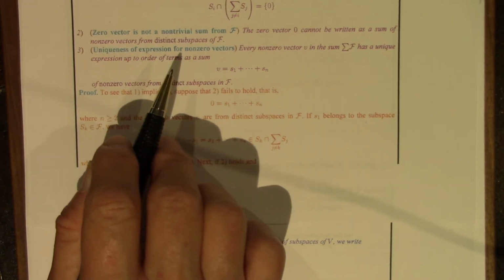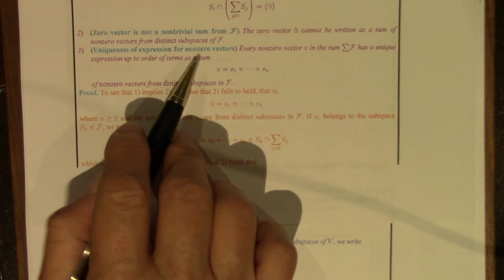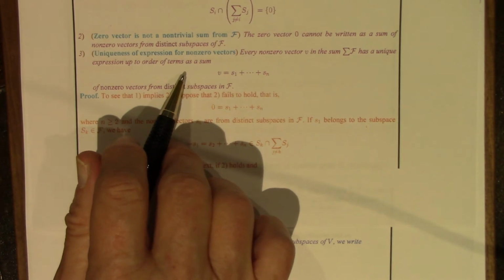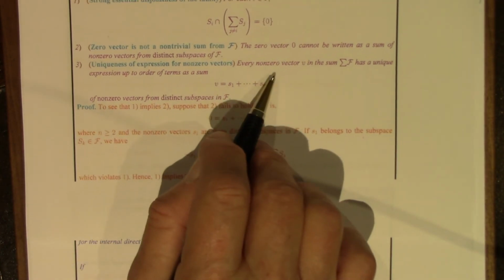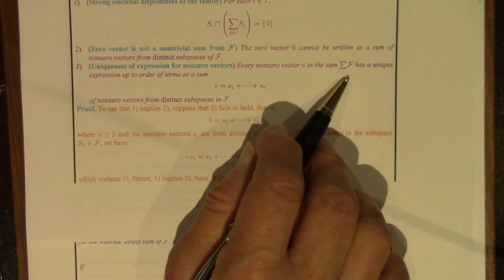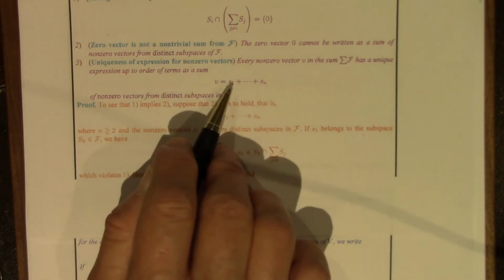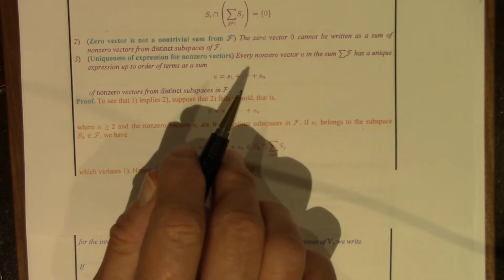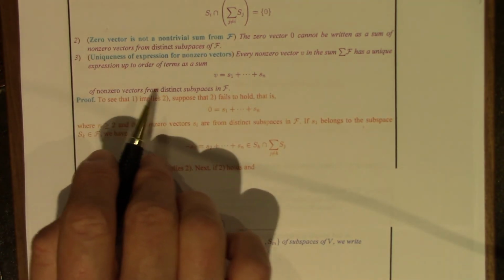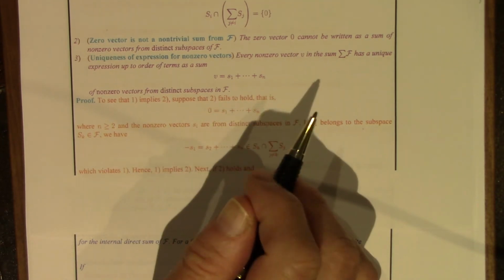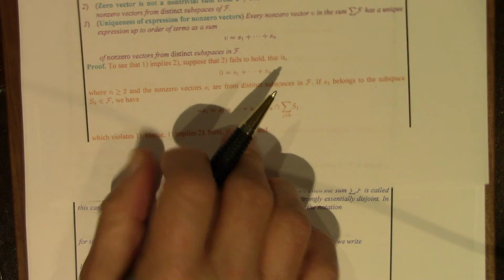Three: uniqueness of expression is the reason that strong essential disjointness is so important. Every non-zero vector v in the sum has a unique expression, up to the order of the terms, as a sum of non-zero vectors from distinct subspaces. All right, let's look at the proof.